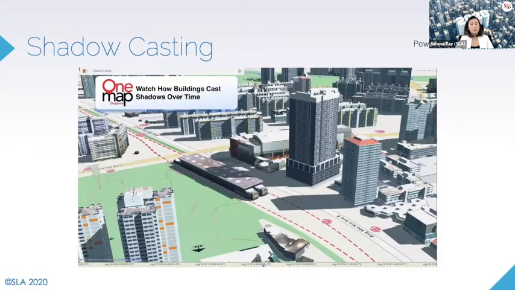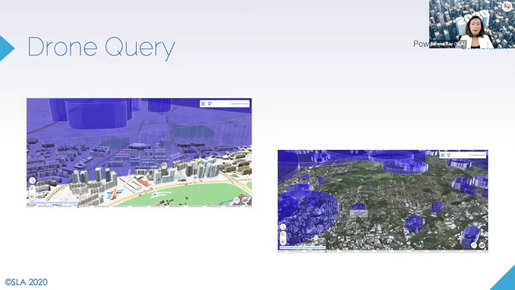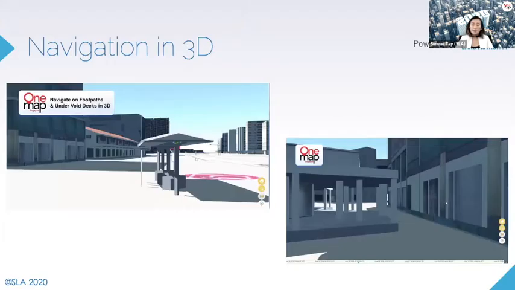Additionally, we also have a function called shadow casting. This is used to simulate how buildings cast shadows over time, and you can even tweak and adjust the timing to see how the shadow is being casted over time. We also work with the CAAS to display the various drone boundaries in 3D as shown. Last but not least, this is somewhat how navigation in 3D will look like on our beta platform, and I urge you to go to our beta platform to give it a try.